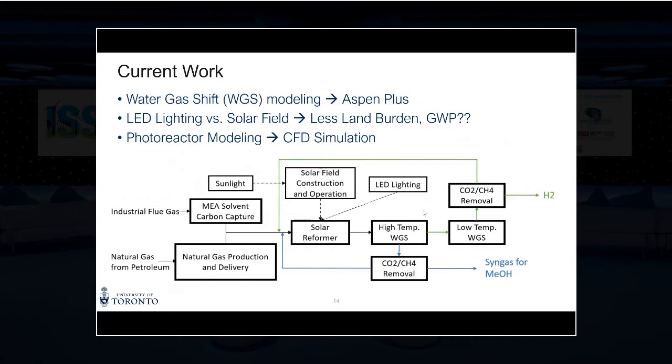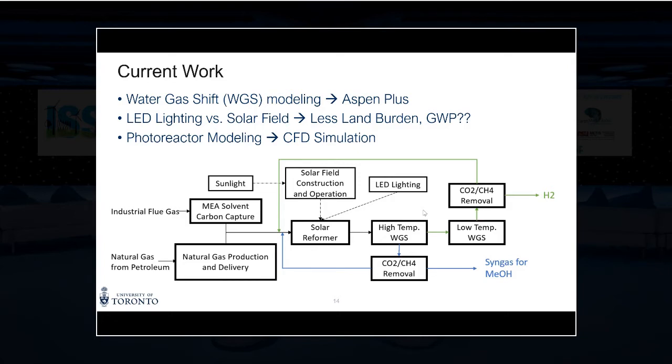Another avenue we're looking into is a comparison between LED lighting and the use of the solar field. So we know that the LED lighting would reduce the land burden associated with the solar field, but we don't yet know how it would compare on a GWP perspective.